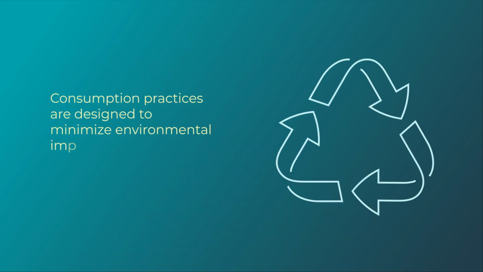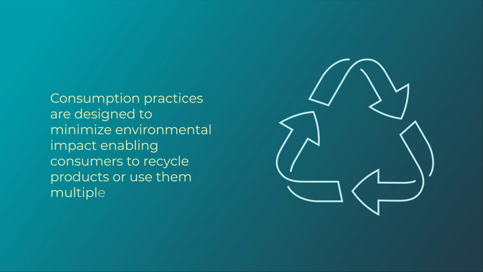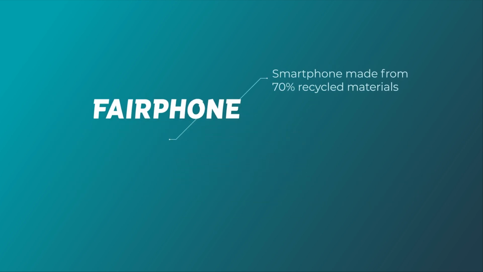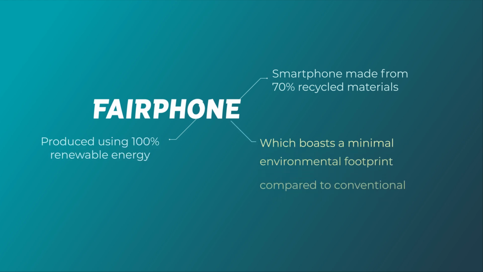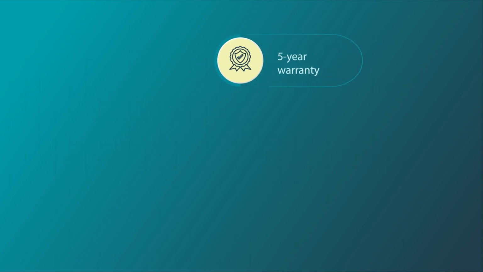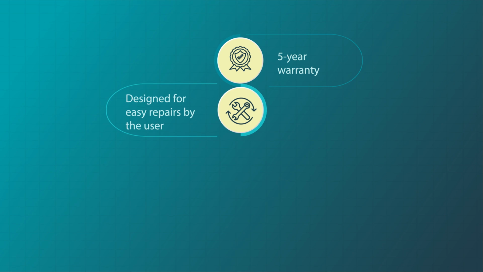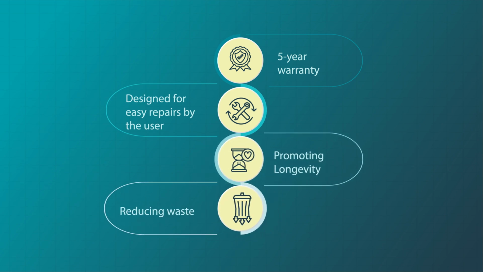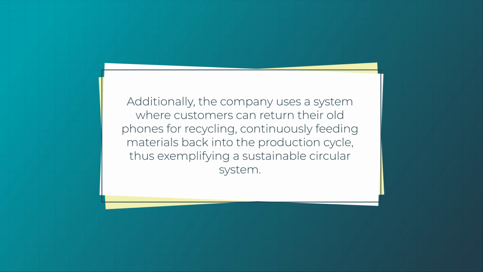In the circular economy, consumption practices are designed to minimize environmental impact by enabling consumers to recycle products or use them multiple times. A prime example is Fairphone, a smartphone made from 70% recycled materials and produced using 100% renewable energy, which boasts a minimal environmental footprint compared to conventional phones. Fairphone's model includes a 5-year warranty and is designed for easy repairs by the user, promoting longevity and reducing waste. Additionally, the company uses a system where customers can return their old phones for recycling, continuously feeding materials back into the production cycle, thus exemplifying a sustainable circular system.